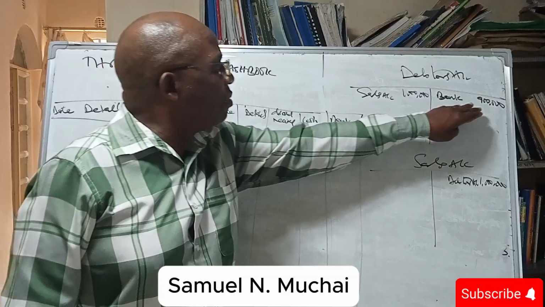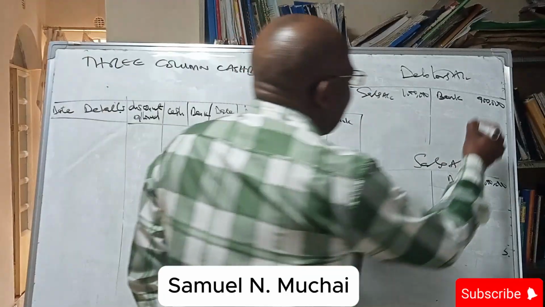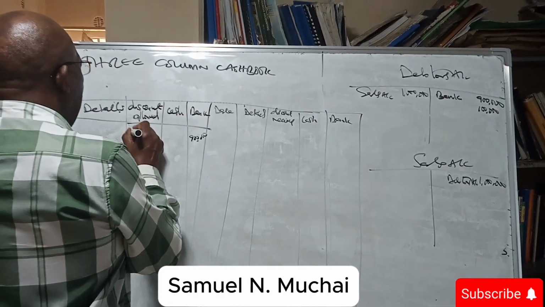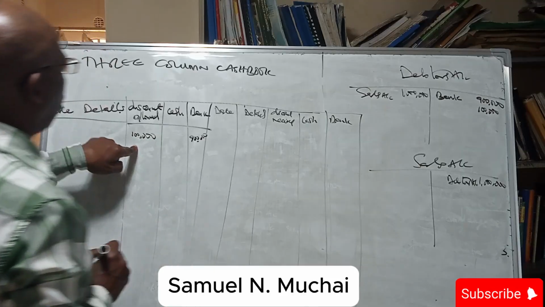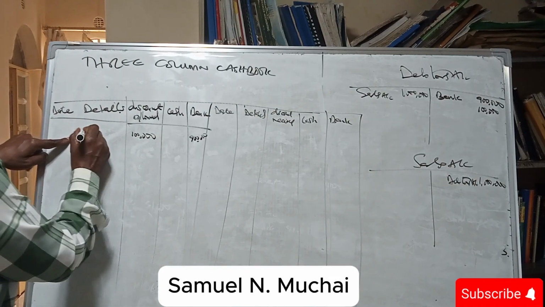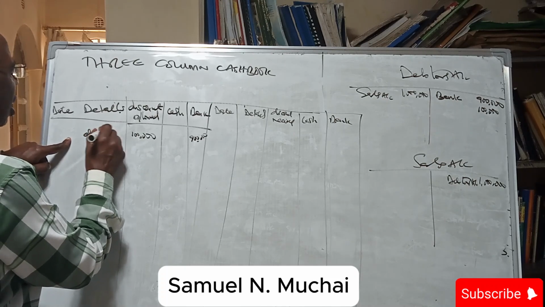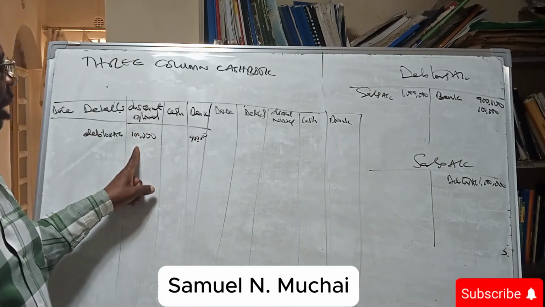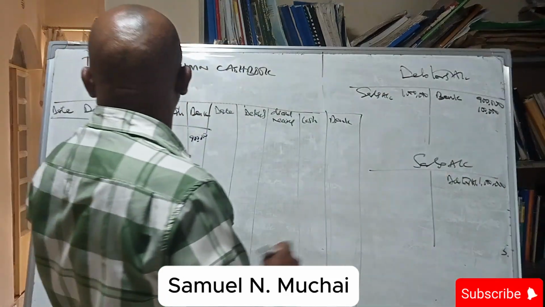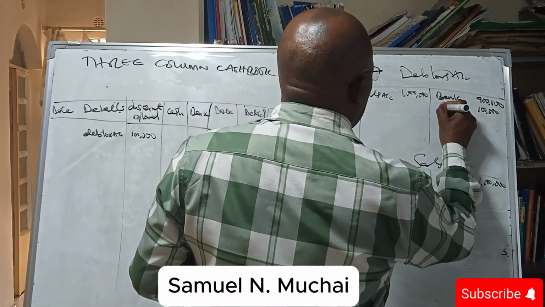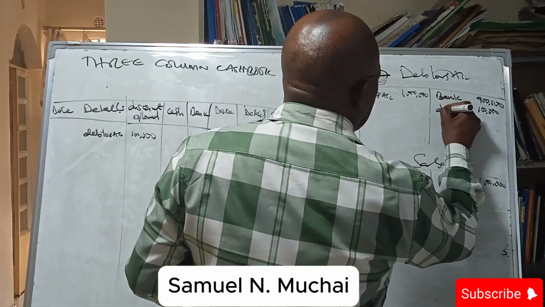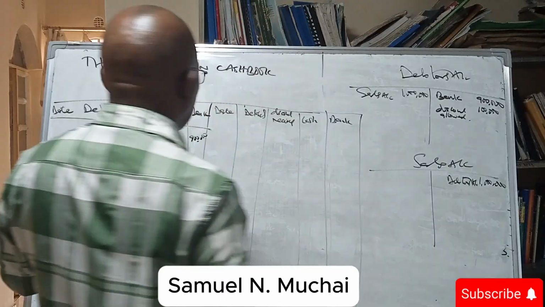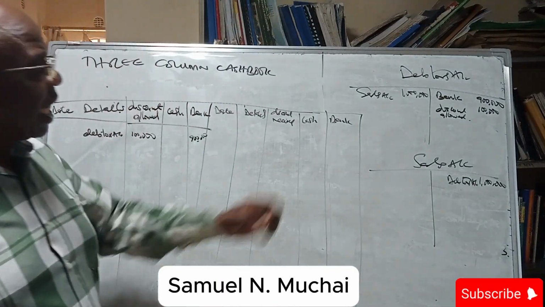To remove even the 100,000, again we will credit debtors with 100,000, but we will debit discount allowed with 100,000. We will debit discount allowed in the cash book with 100,000, and we will say debtors. Now you can see discount allowed is writing off debt. Discount allowed is writing off debt. And here we say discount allowed. Now that is about sales.